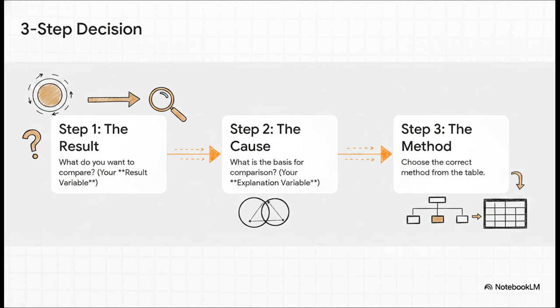First, you identify your result variable. What are you trying to understand? Second, you identify your explanation variable. What do you think is causing that result? And third, you just look it up on the table. That's it. Let's try it out.